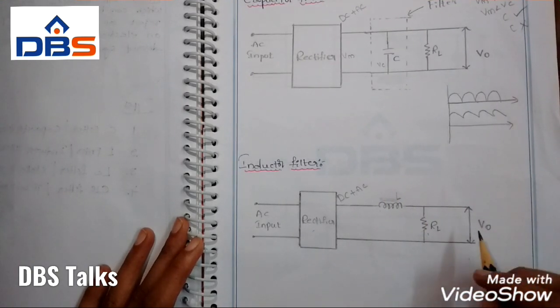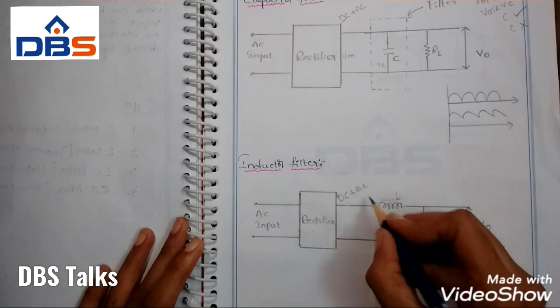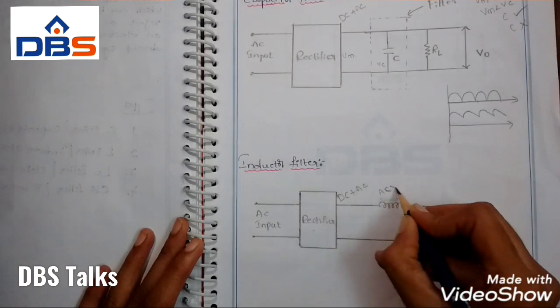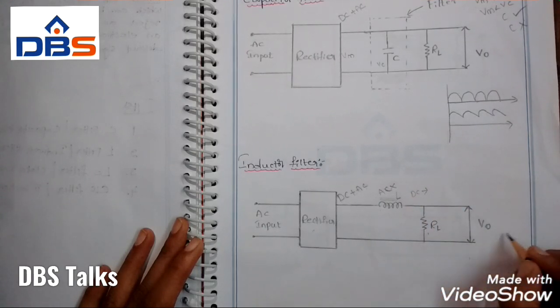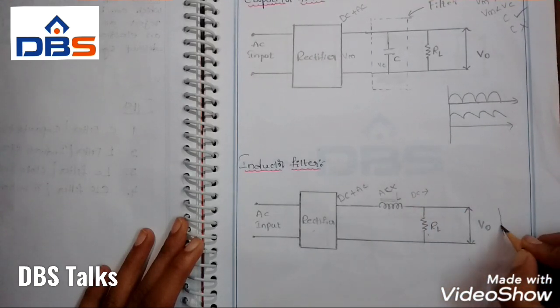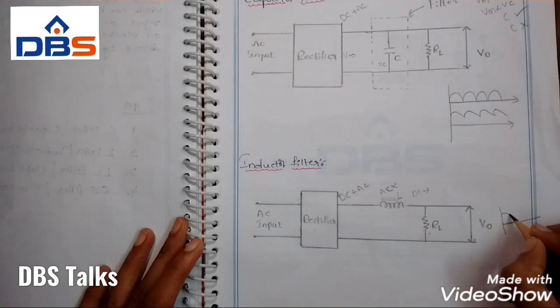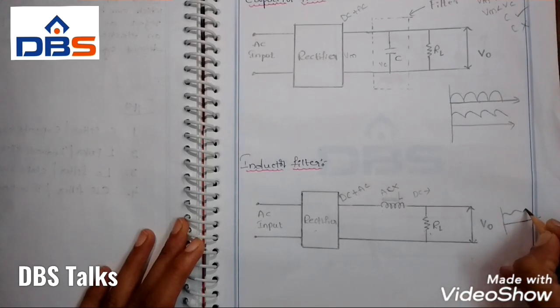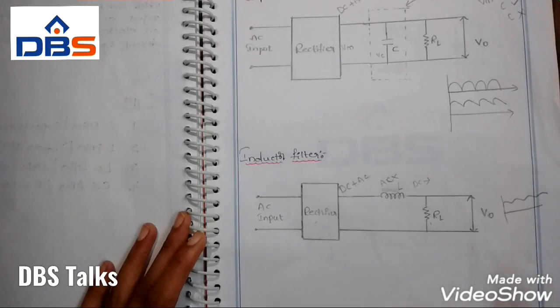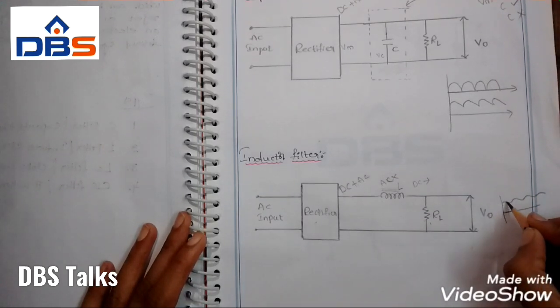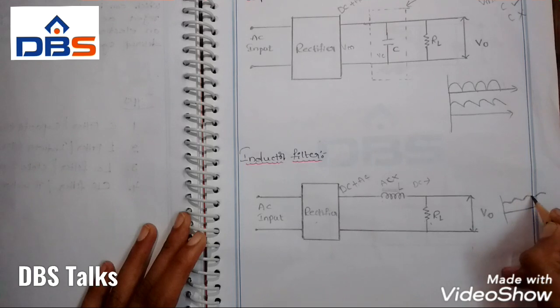The inductor does not allow instantaneous change in current and it blocks the AC components and allows the DC only. Hence finally we will get the output here like this. Which is not a pure DC, but the waveform will be like this.